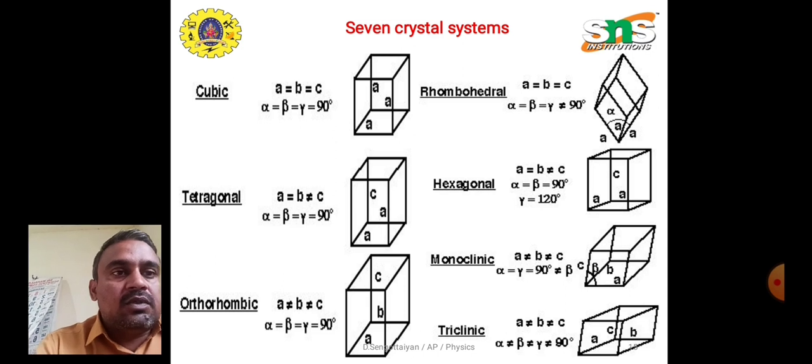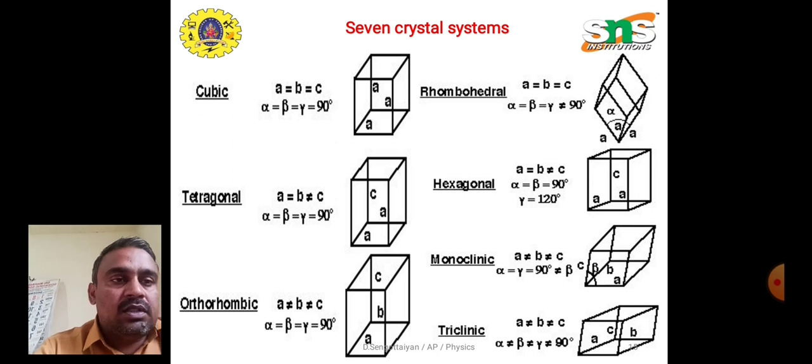The fourth system is rhombohedral: the axis lengths a equal to b equal to c, and alpha, beta, gamma are equal but not equal to 90 degrees. Then hexagonal: a equal to b but not equal to c, alpha and beta equal to 90 degrees, and gamma equal to 120 degrees. Then monoclinic: a not equal to b not equal to c, alpha and gamma equal to 90 degrees, but beta not equal to 90 degrees.